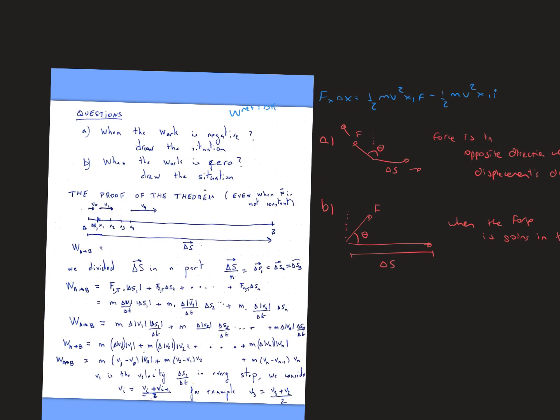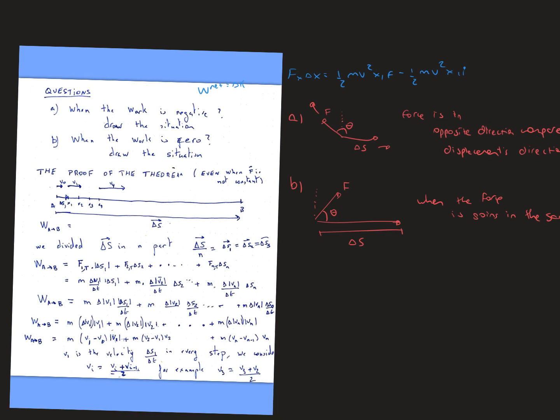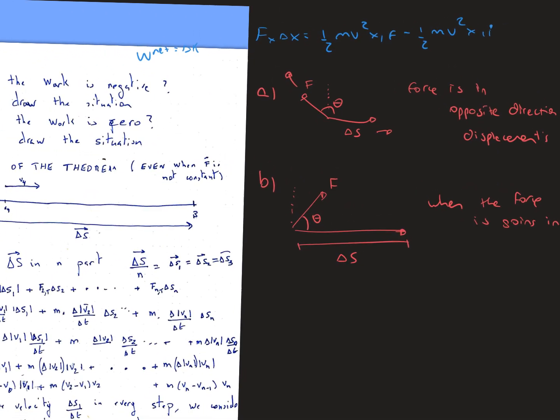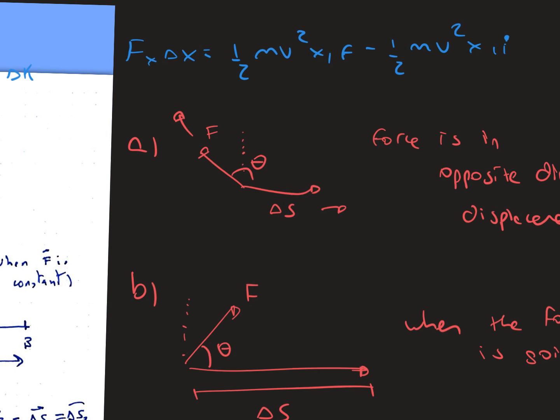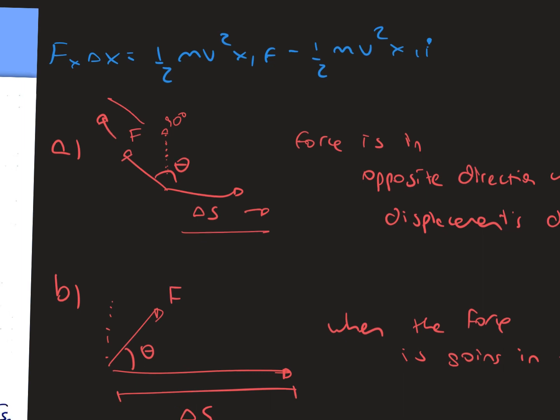So for this type of question, we're asking when is the work negative. So we need to draw the situation. When the work is negative, the angle theta is gonna be more than 90 degrees. So right here, the imaginary line, this means that theta equals 90. So the force is going in that direction, and the displacement, or delta S, is going in the opposite direction. That's when the work is negative.